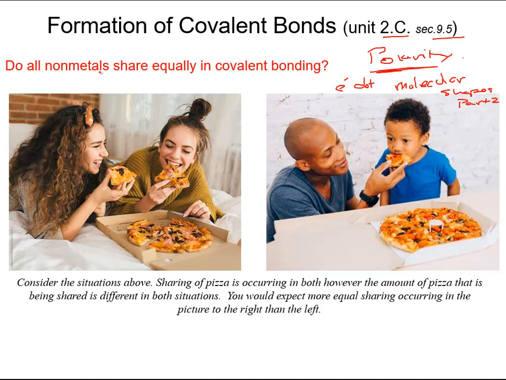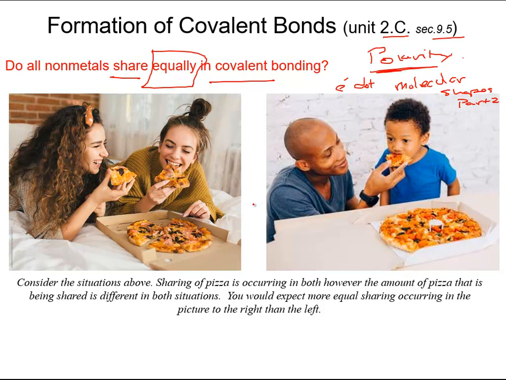So do all nonmetals share equally in covalent bonding? Now remember, the key word here is covalent, which means sharing. But the question is, do they share equally? Take a look at these two pictures. Here you have two girls sharing a pizza and maybe watching a chick flick. And here you have a father and a son sharing a pizza as well. Maybe they're watching Avengers. Who knows, right? But do you notice, or could you comment on the differences in how they share the pizza?